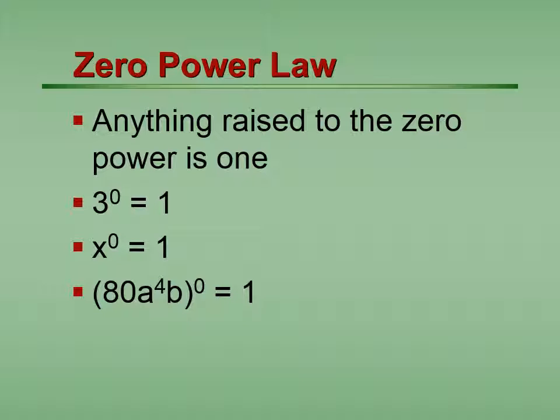80, a to the fourth, b to the power of 0 is 1. You could use Chinese symbols to the power of 0, and it would still be equal to 1. 5x plus 6y cubed, all to the power of 0 is 1.